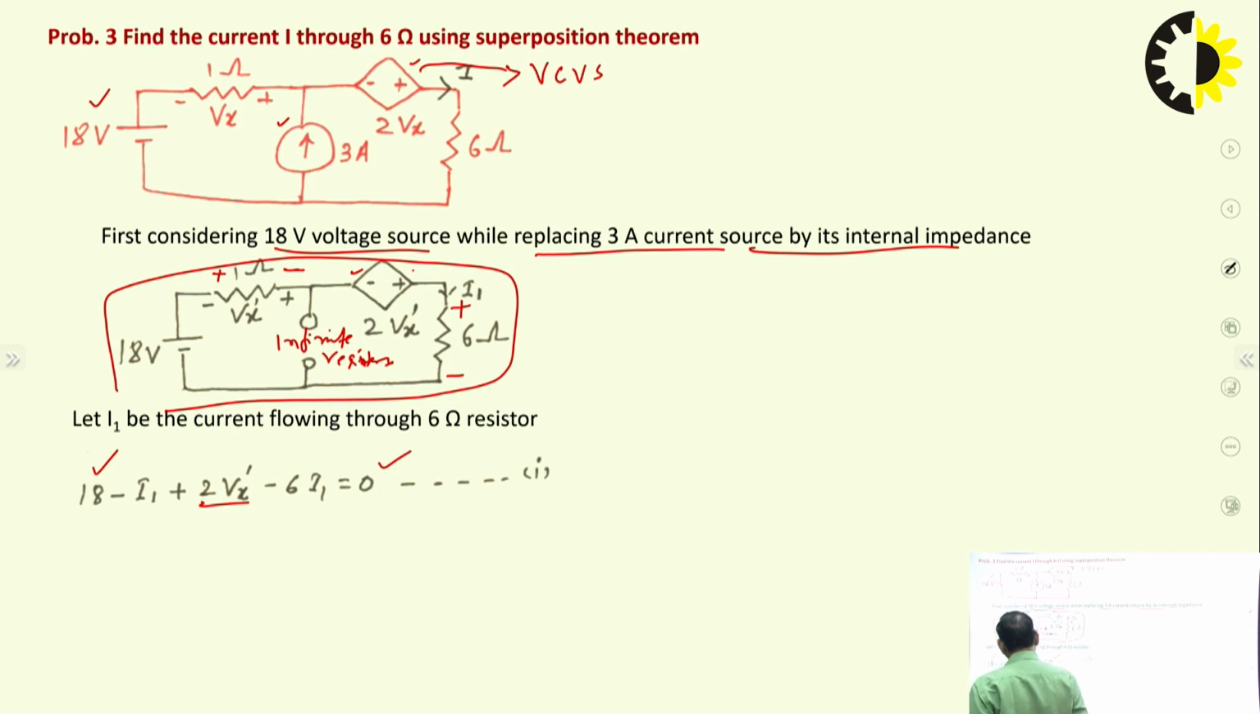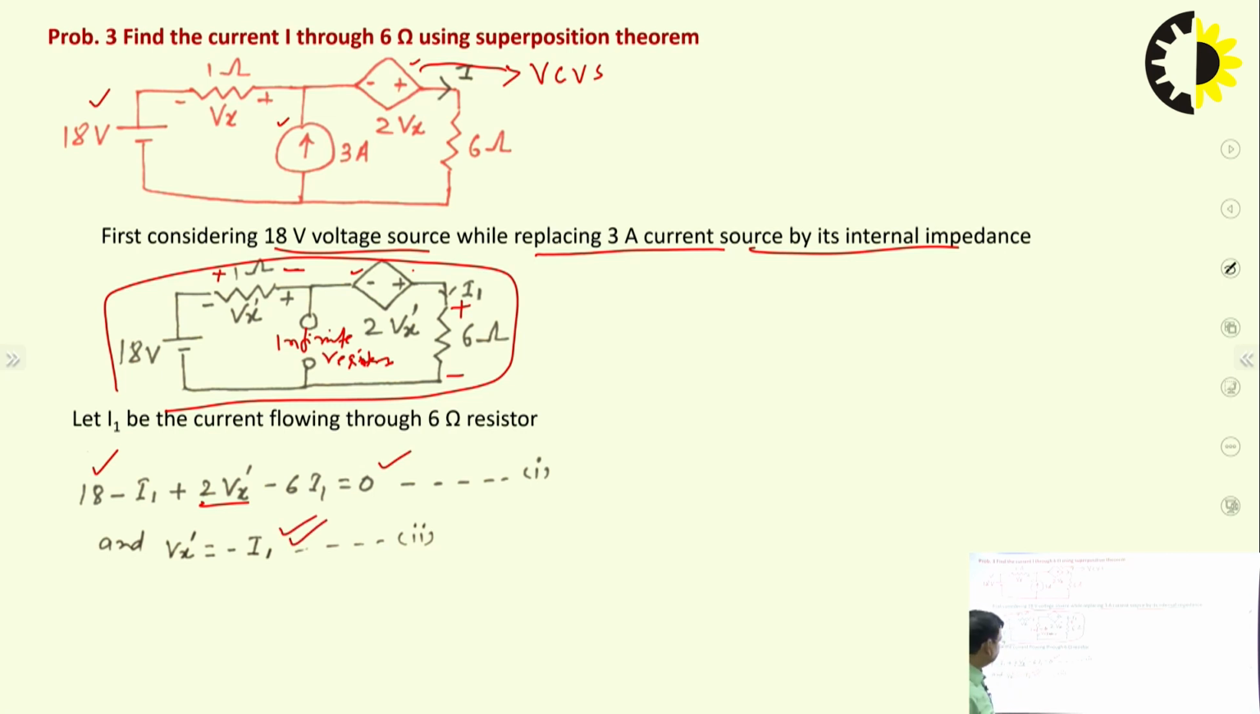Is this equation clear? Now there are two unknowns, I1 and Vx dash, and we have just written one equation. So one more equation is required to solve this. Look at here: what is the relationship between this Vx dash and I1? I1 is flowing, so due to I1 the drop is minus I1 into 1, and we can see that in the given circuit, this Vx dash has polarity plus to minus. So what we conclude is that Vx dash is minus I1.